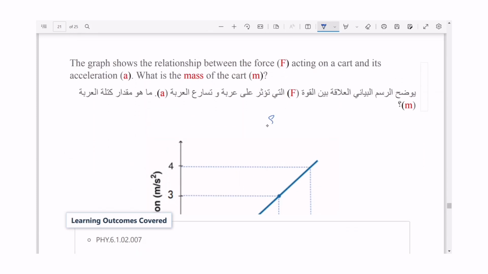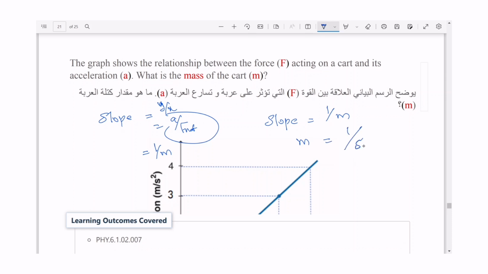So if you calculate the slope, you will get 1 by mass, because this is an acceleration against force graph, right? So slope is equal to y by x. So y will be acceleration, x will be net force. So the slope is acceleration over net force, that is equal to 1 over mass. So if you want to calculate mass, mass will be equal to 1 over slope.